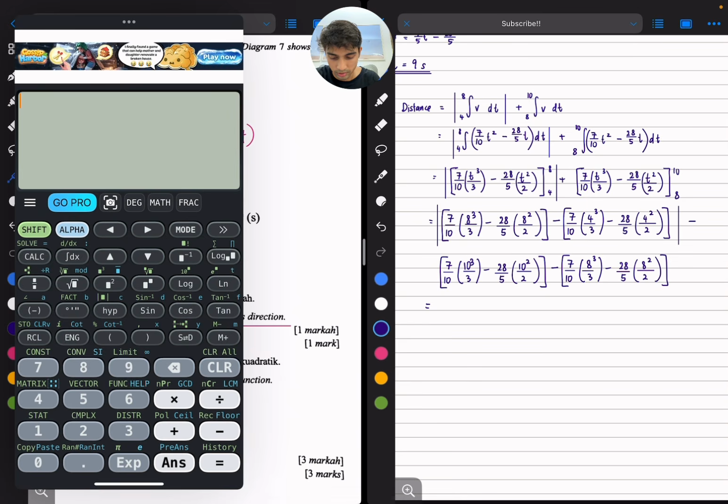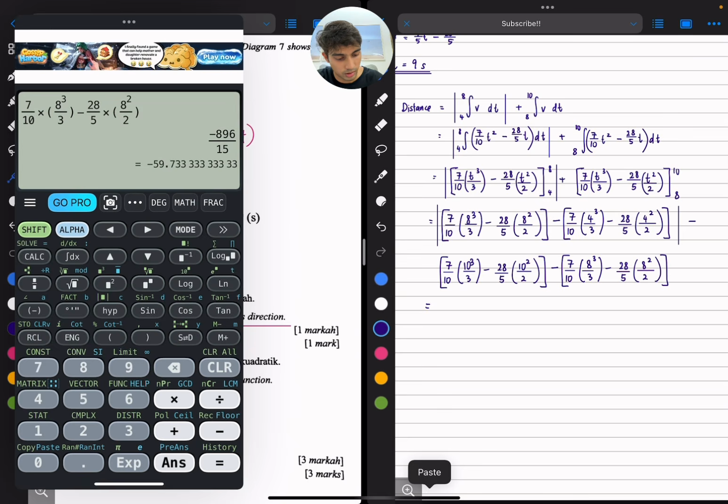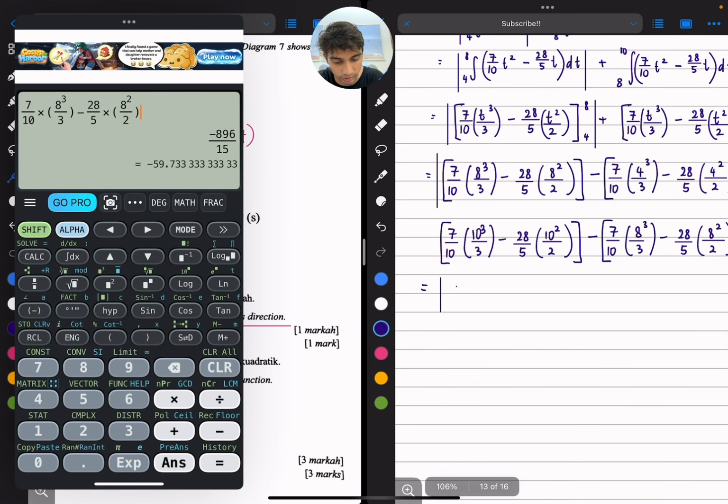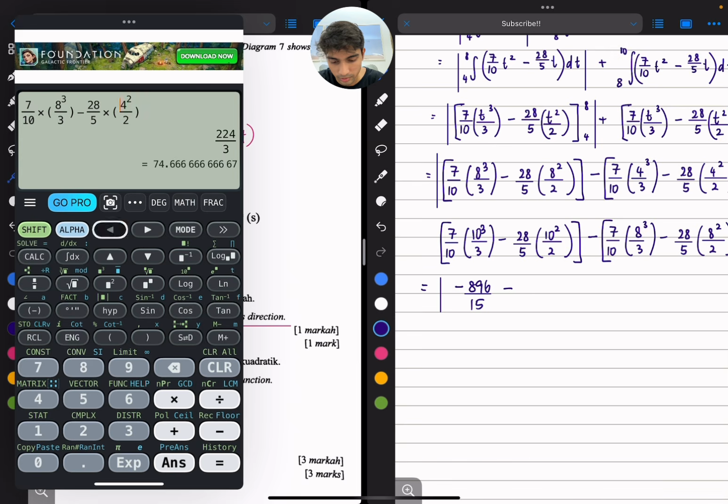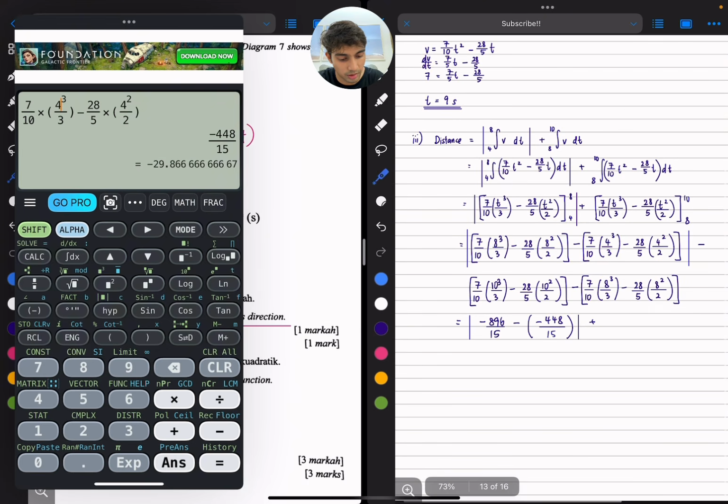So 7 over 10 times 8 cube over 3 minus 28 over 5 times 8 square over 2. So you get modulus of negative 896 over 15 minus, now sub the 8 with 4, we get minus negative 448 over 15 modulus plus, now we do the bottom part.